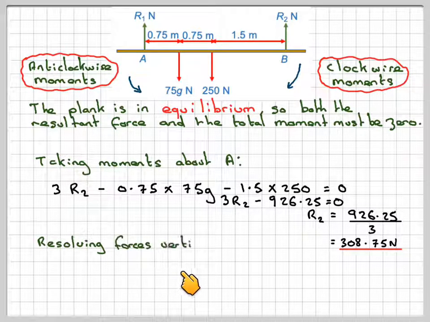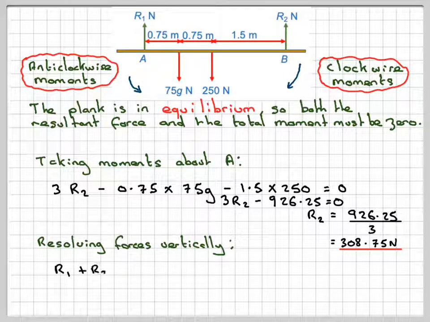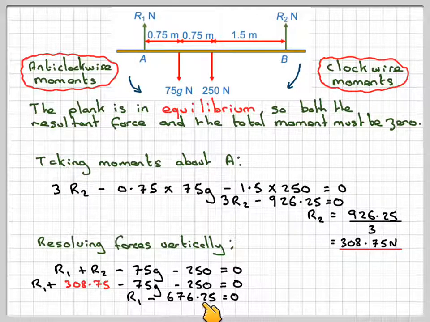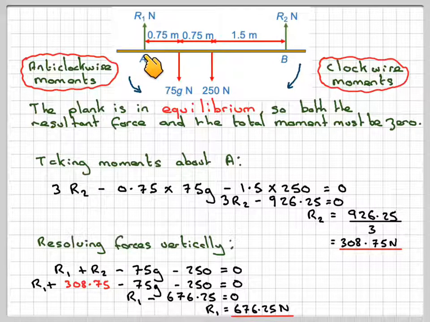So resolving the forces vertically, upwards we've got R1 and R2, but downwards we've got 75g and 250, and that must be equal to 0. We already know that R2 is equal to this, so we can say that R1 plus 308.75 minus 75g minus 250 is equal to 0. So it's going to give me R1 minus 676.25 is equal to 0, and therefore R1 will be 676.25 newtons. So the force here will be 676.25 newtons, and the force here will be 308.75 newtons.